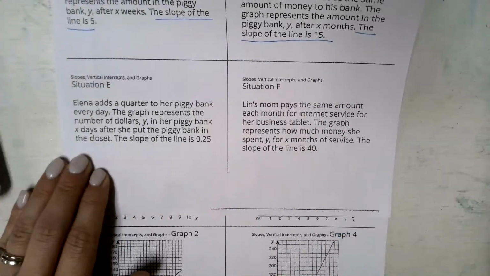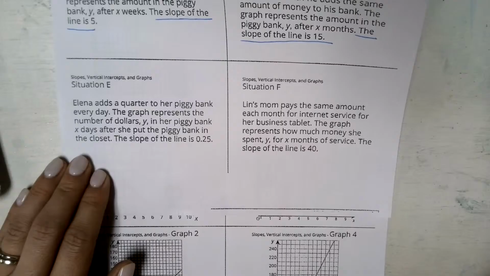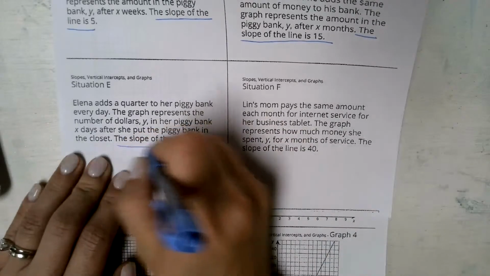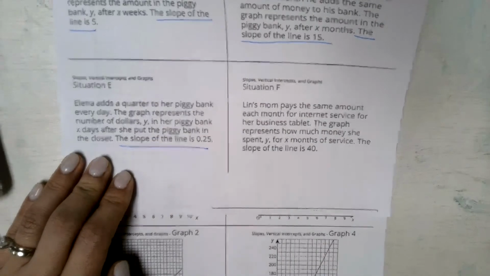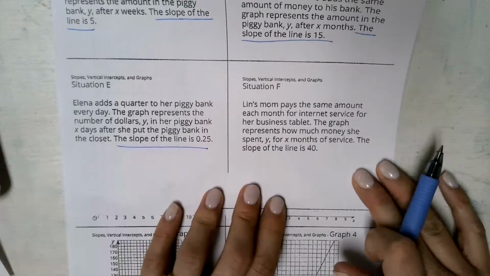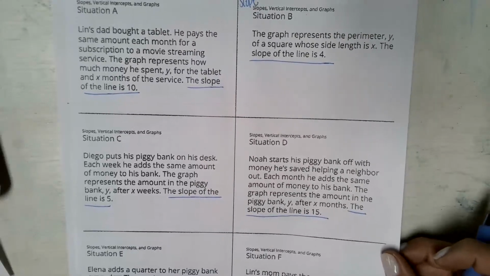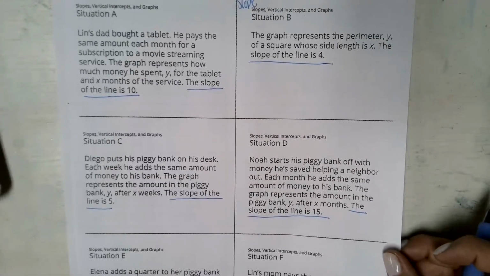Situation E. Elena adds a quarter to her piggy bank every day. The graph represents the number of dollars Y in her piggy bank X days after she puts the piggy bank in the closet. The slope of the line is 2,500. Lynn's mom pays the same amount each month for internet service for her business tablet. The graph represents how much money she spent Y for X months of service. The slope of the line is 40. They give me the slope every time here. So it looks like I'm going to be calculating the slope of each of these situations. So let's do that. So starting with graph 1.